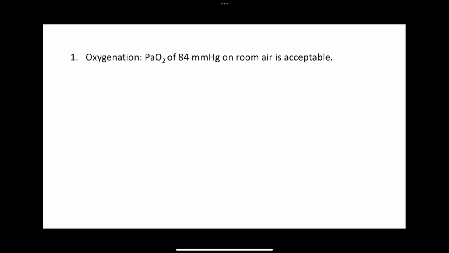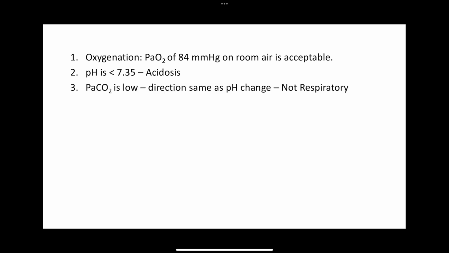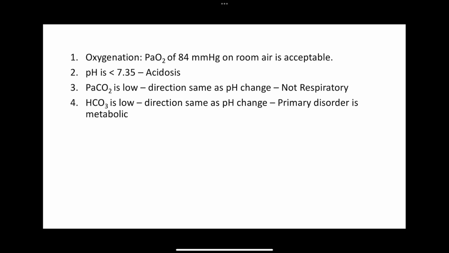So oxygenation PaO2 of 84 millimeter of mercury on room air is acceptable. pH is low, less than 7.35, so it is acidosis. PaCO2 is low, direction is the same as pH change, so it is not respiratory. Bicarbonate is low, direction is the same as pH change, so the primary disorder is metabolic. Base excess is very low.